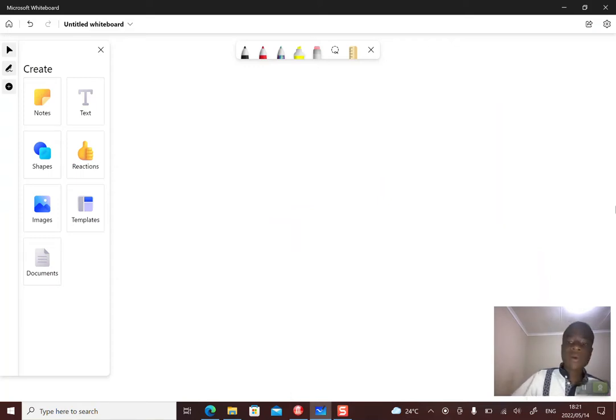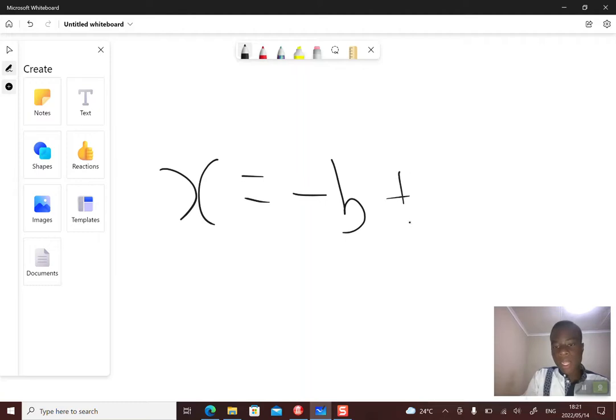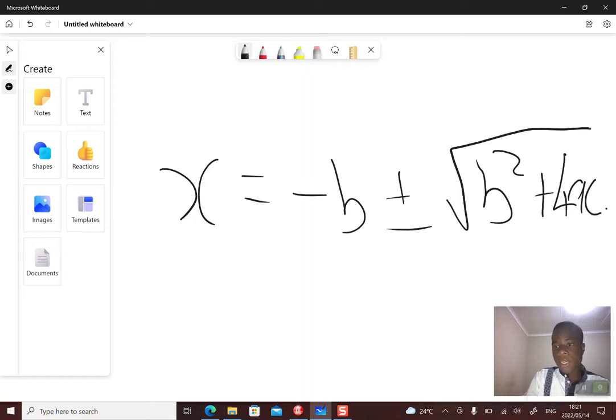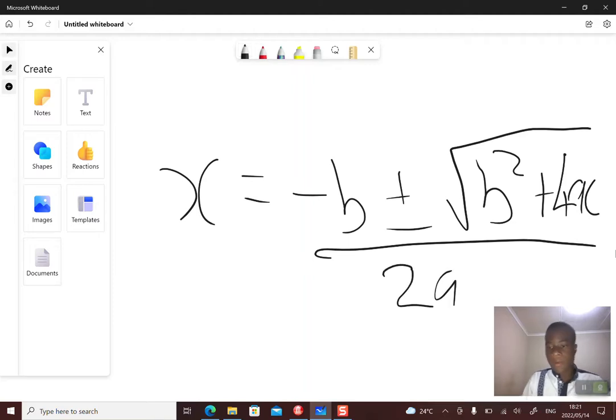So here's the quadratic formula. As for those who don't know, or you might know the quadratic formula, it goes as x is equal to minus b plus or minus the square root of b squared plus 4 times ac, all of this divided by 2a. Right, so that's our quadratic formula.